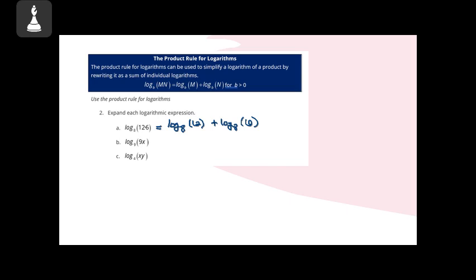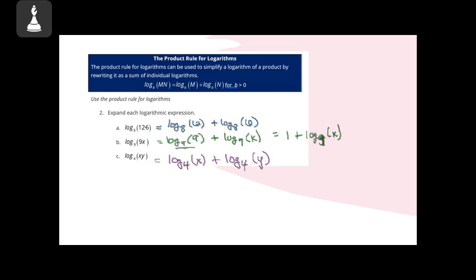B, log base 9 of 9x. So that's going to be log base 9 of 9 plus log base 9 of x. Now, this is one of those properties: log base 9 of 9 is 1. So this is actually 1 plus log base 9 of x. And the last one, log base 4 of x times y, is log base 4 of x plus log base 4 of y.